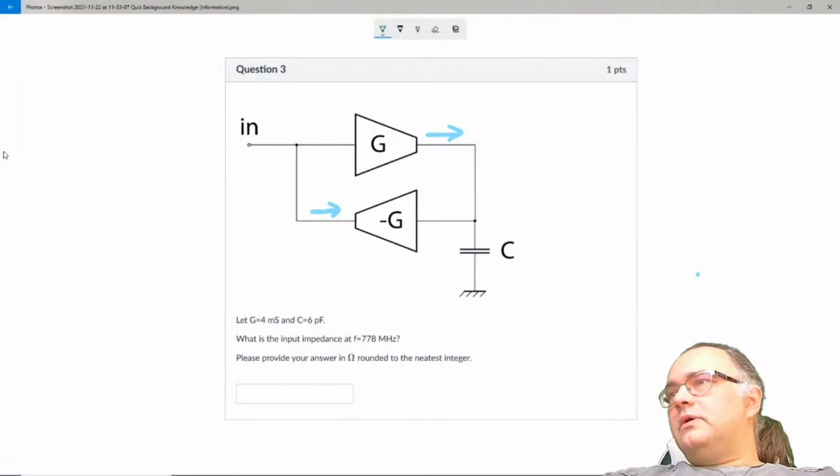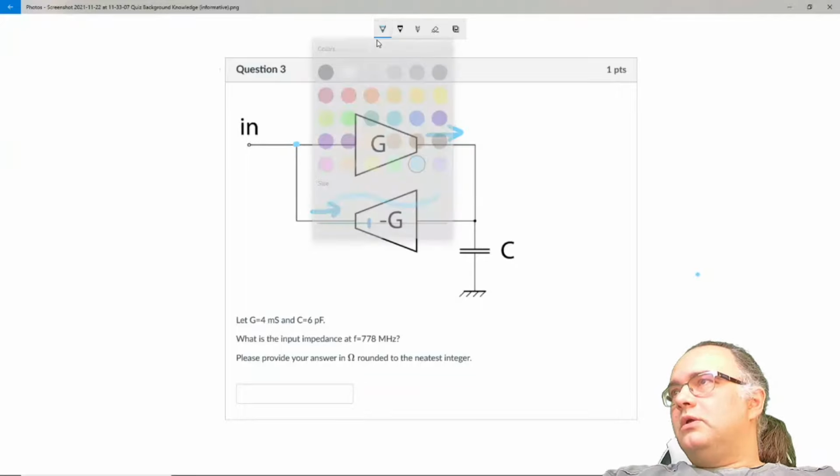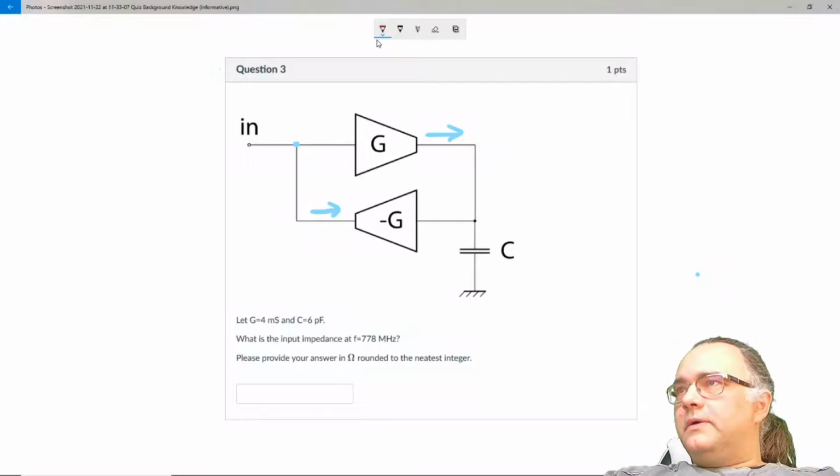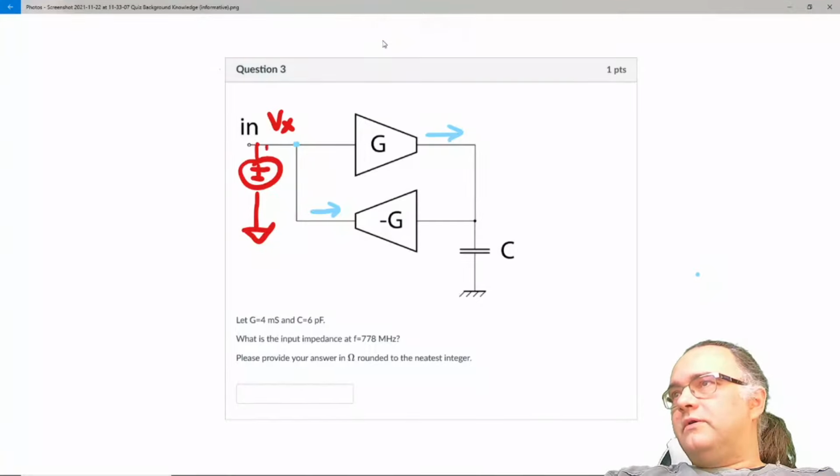We are asked to calculate the input impedance. What is the impedance at this point? To calculate impedance at a certain point, what we do is connect a test voltage source with value Vx, and we analyze what is then the current that flows in or flows out from this voltage source, and this will be the current Ix.